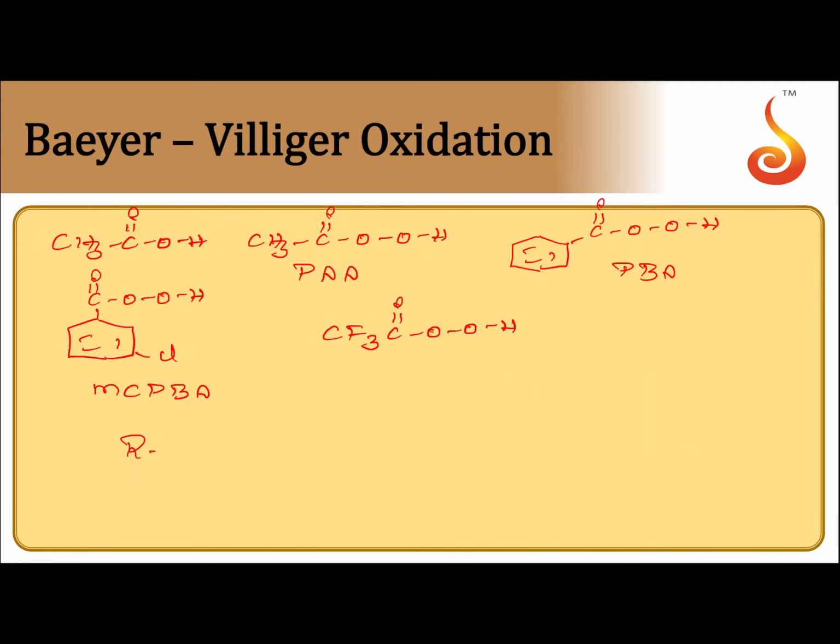So what happens in Baeyer Villiger oxidation? Ketone, when treated with any of these paracids, will get converted to ester. So what is happening here? There is insertion of oxygen between the carbonyl carbon and alpha carbon. So what will I get here? I will get an ester.